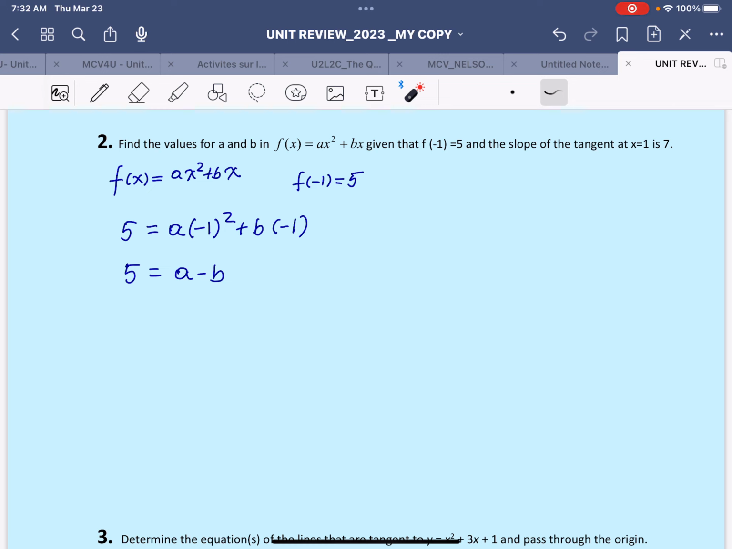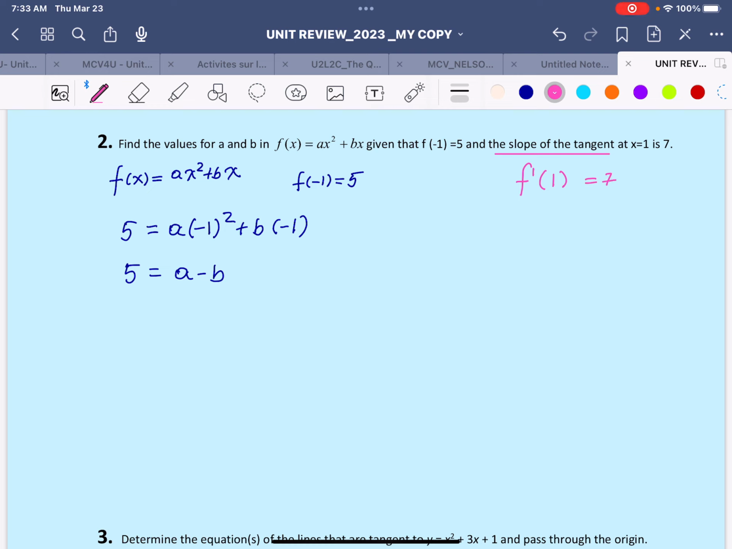So when you read the rest of the information here, we are given that the slope of the tangent at x equals 1 is 7. So we are going to have to do some translations here, if you can call them so. Slope of the tangent, in other words, means the derivative of a function. And we are measuring the slope of the tangent at 1, which means that the derivative of this function at x equals 1 must be equal to 7.